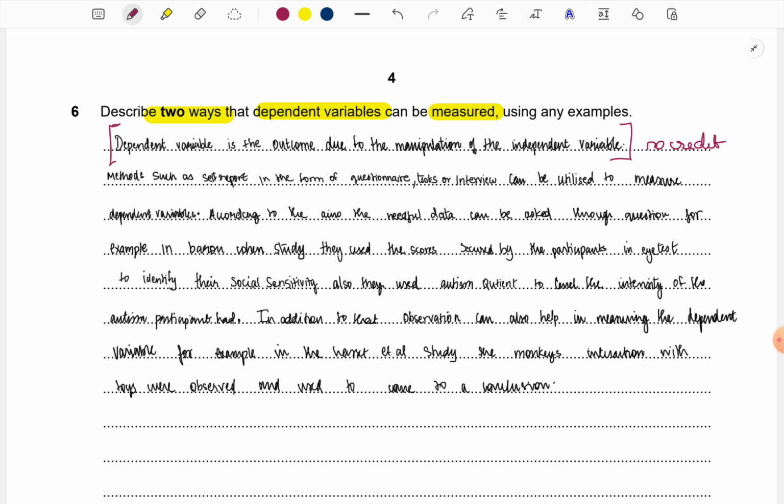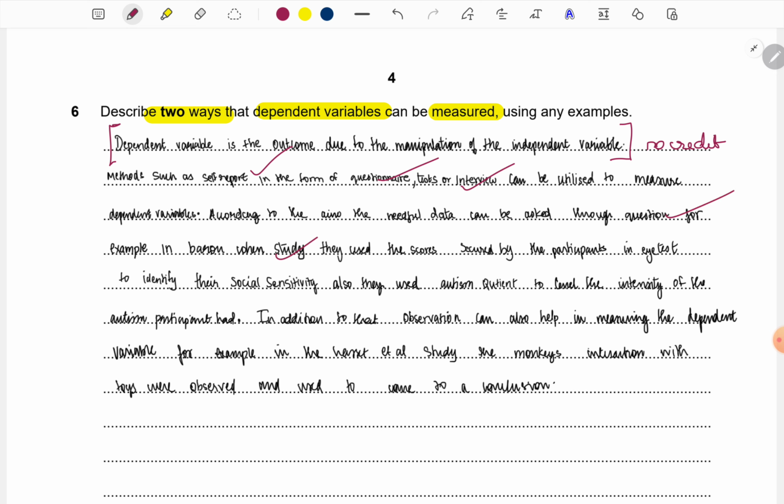Now first she mentions self-report. That is correct. Self-report is one way of measuring the dependent variable. She also gives the example of questionnaire, interview. Good. All these are correct. Now next what she says is, according to the aim, the needful data can be asked through question. This is also correct.